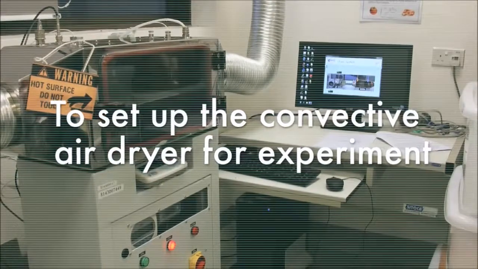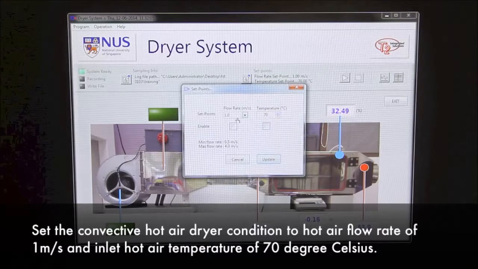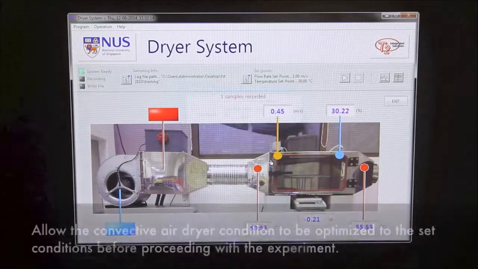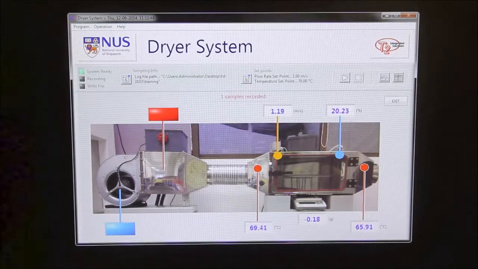To set up the convective air dryer for the experiment, set the convective hot air dryer condition to a hot air flow rate of 1 meter per second and inlet hot air temperature of 70 degrees Celsius. Allow the convective air dryer condition to be optimized to the set conditions before proceeding with the experiment.